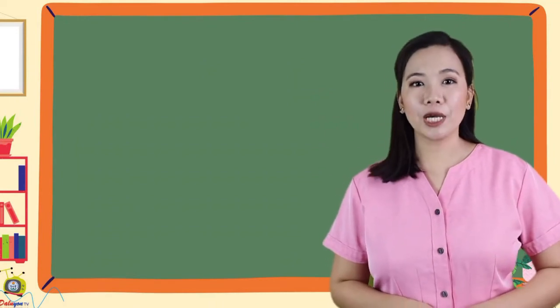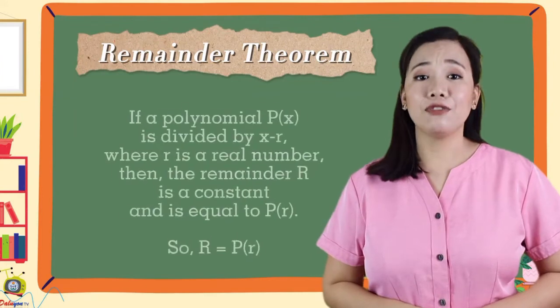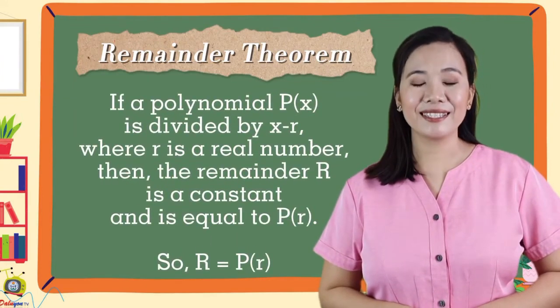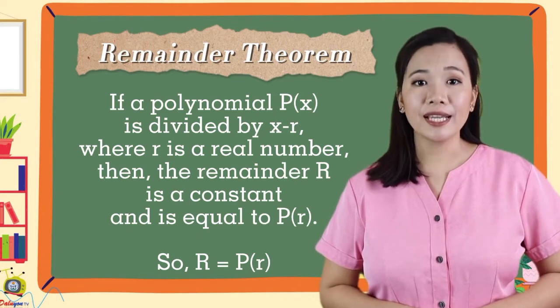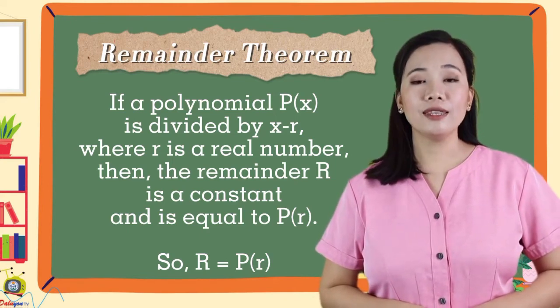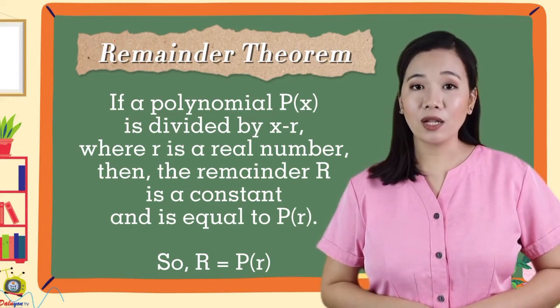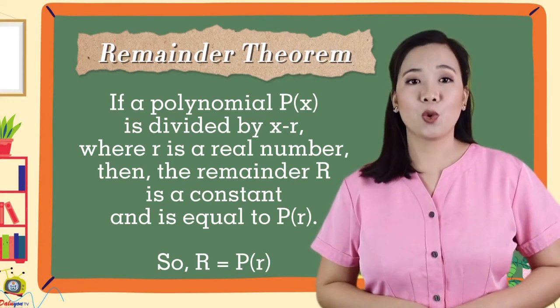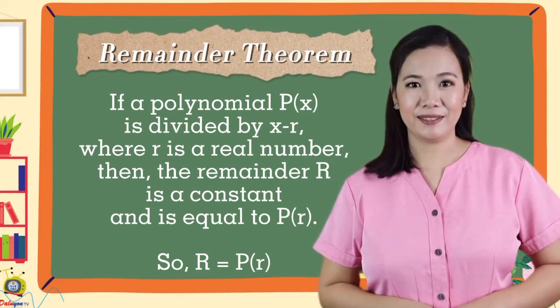Now, we will be talking about the remainder theorem. It states that if the polynomial p of x is divided by x minus r, where r is a real number, then the remainder R is a constant and is equal to p of r. So R is equal to p of r.